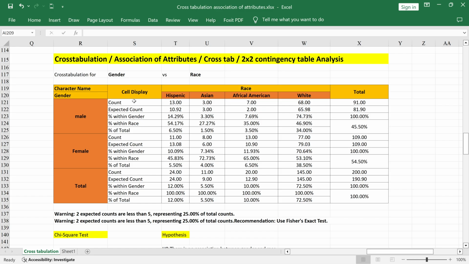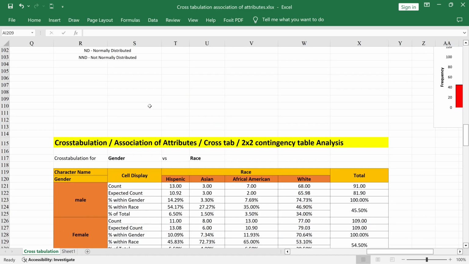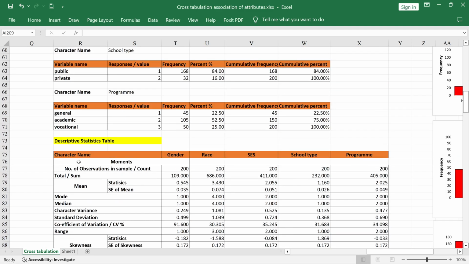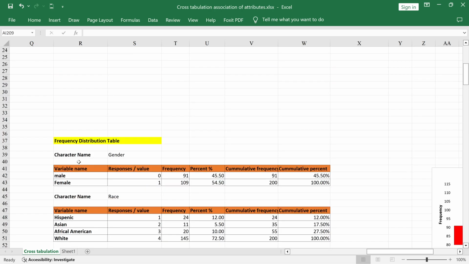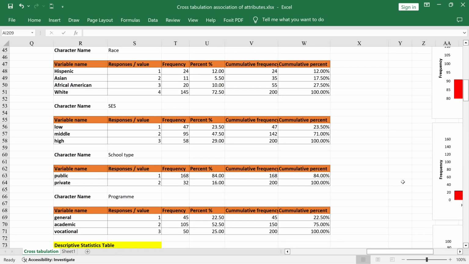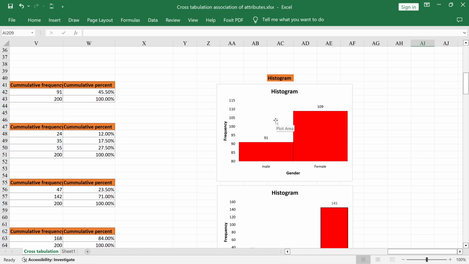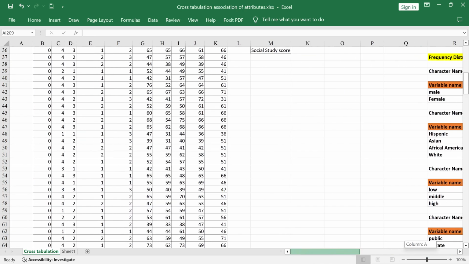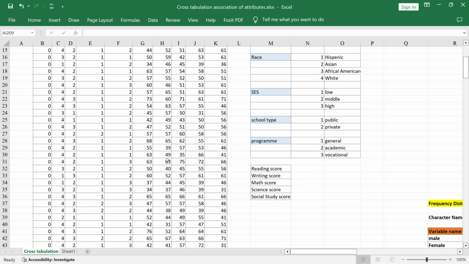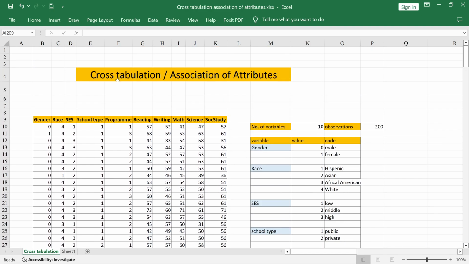In the previous session we already discussed descriptive statistics, then frequency distribution, and how to make a histogram in Excel. Already we discussed this. So in this session we are going to discuss cross tabulation or association of attributes.